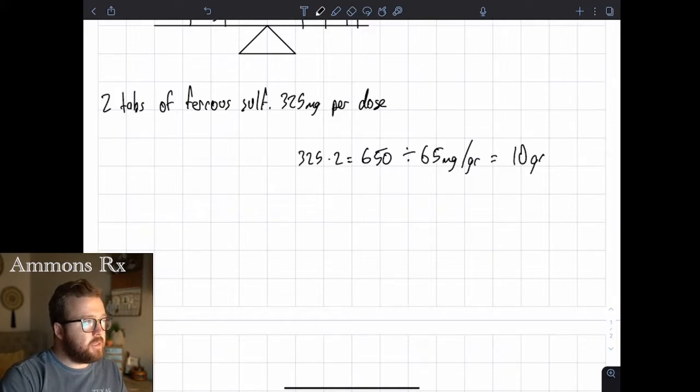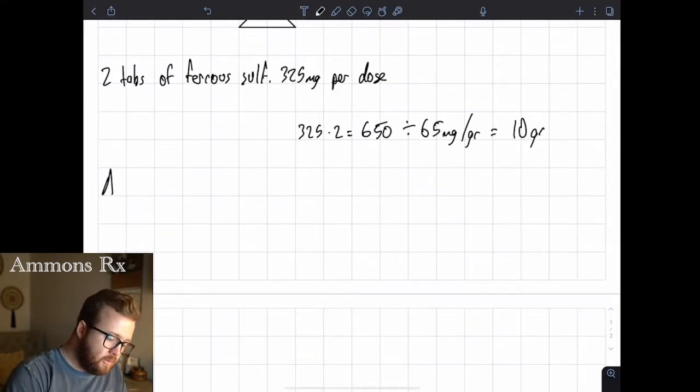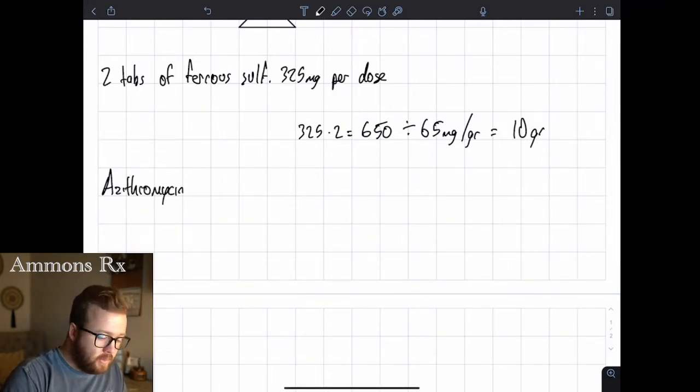Prescription for azithromycin, 120 milligram per dose.